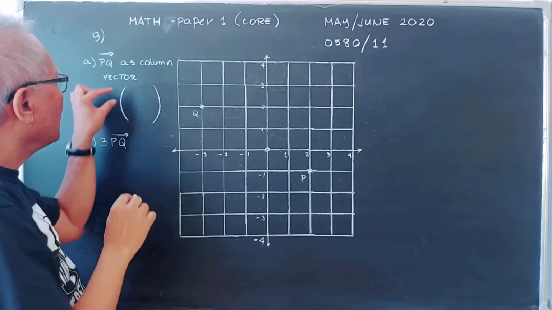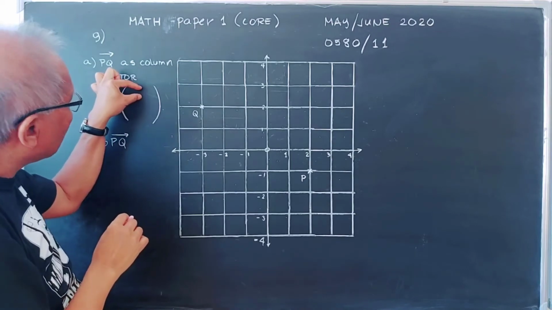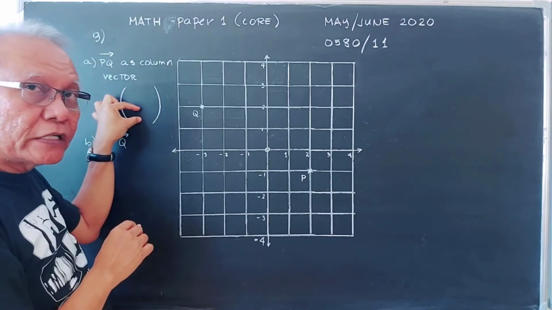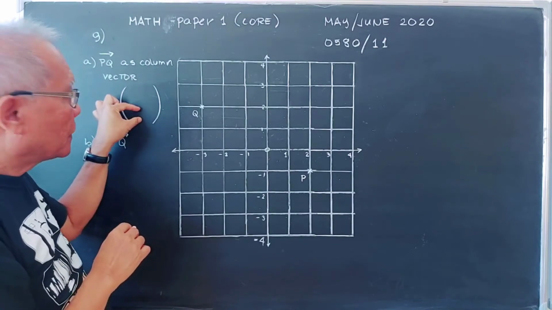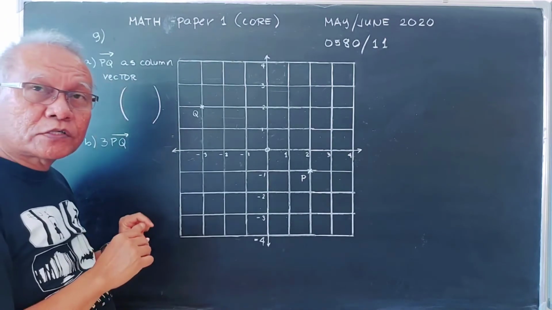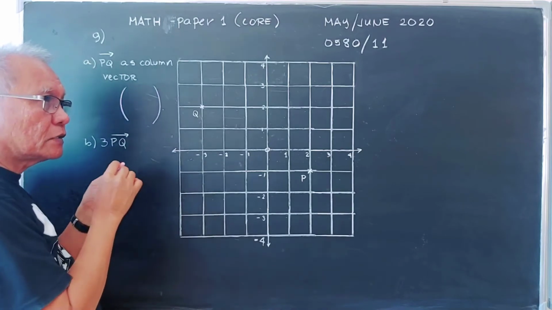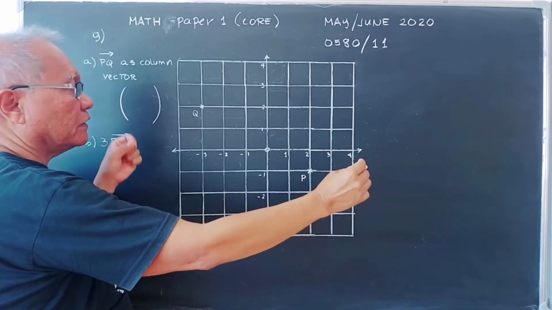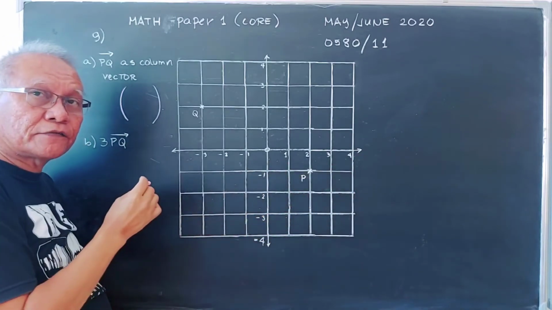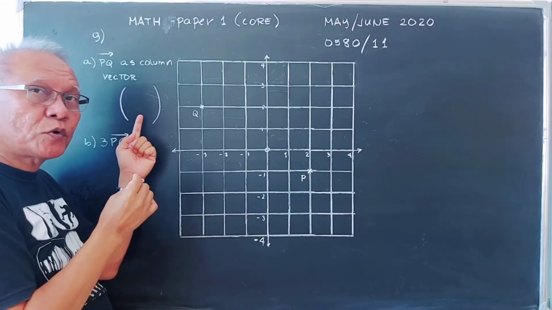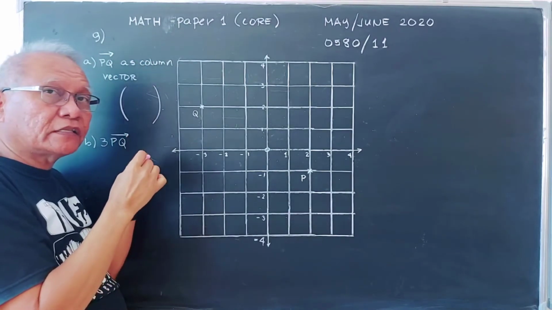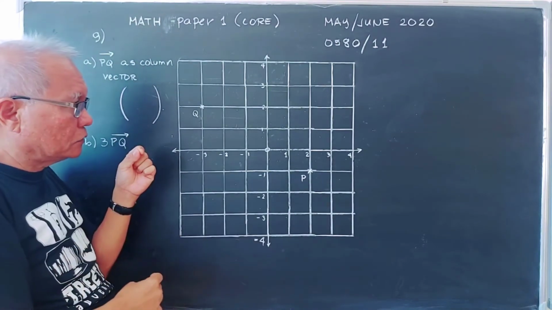The number on the higher part is the X and the lower part is the Y. If our X is positive, it means that we are going to the right. If that is negative, then we go first to the left. And then if the Y is positive, we go up. If the Y here is negative, then we go down.